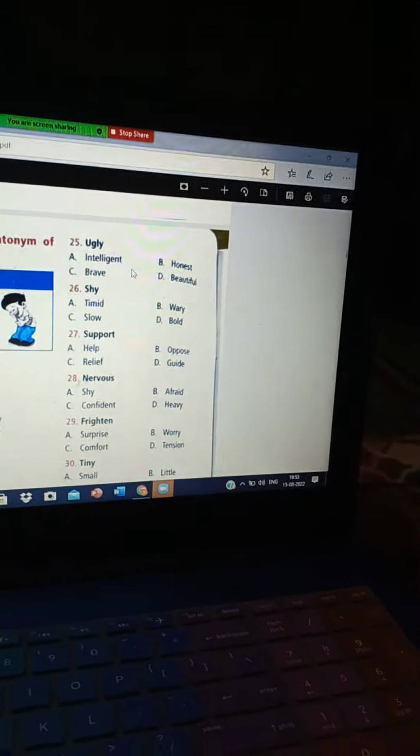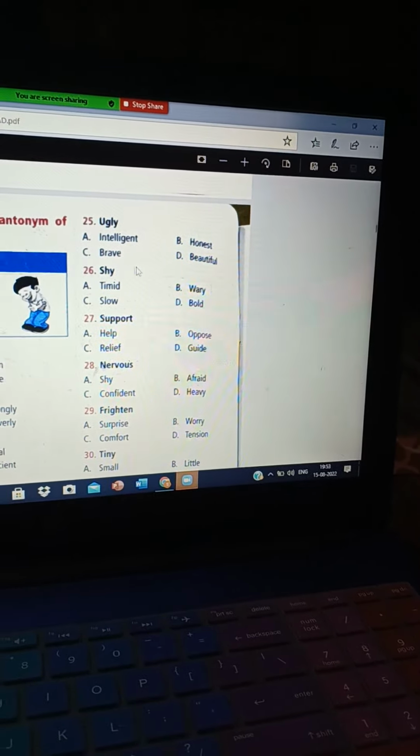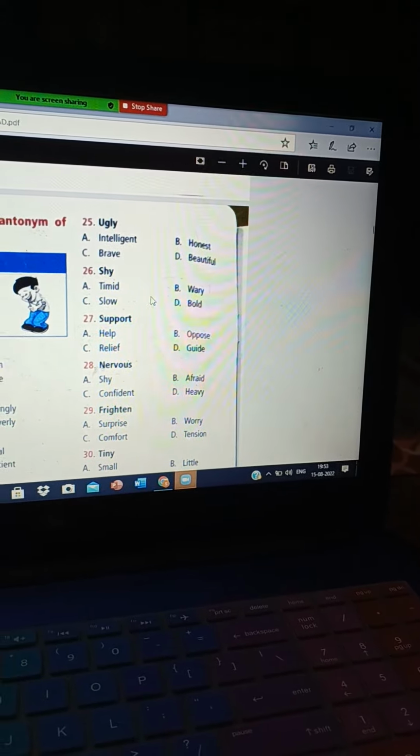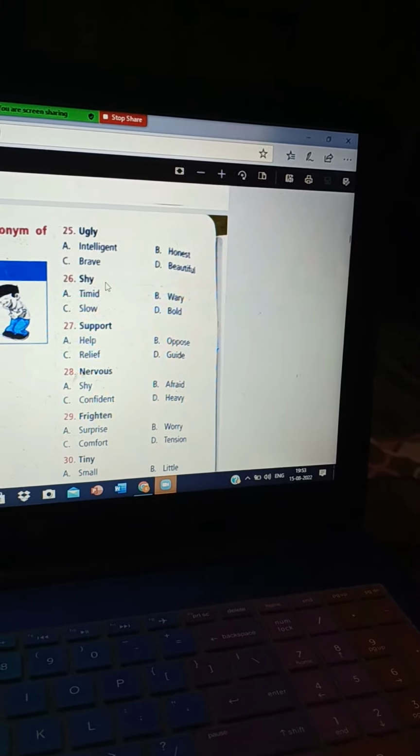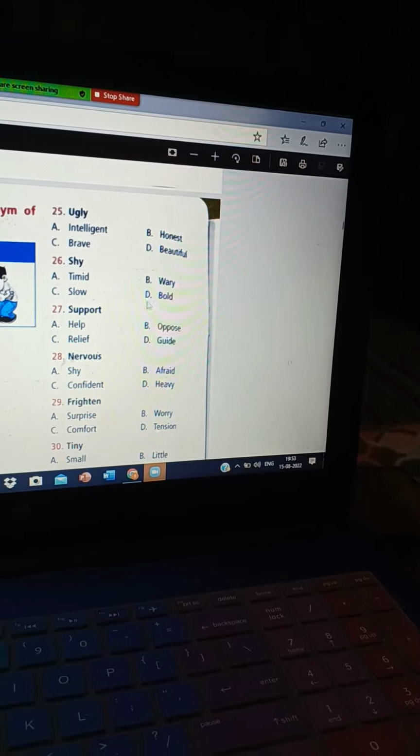Opposite of honest is dishonest. And the opposite of brave is cowardly or coward. Okay, what is the opposite of shy? The opposite of shy is bold.